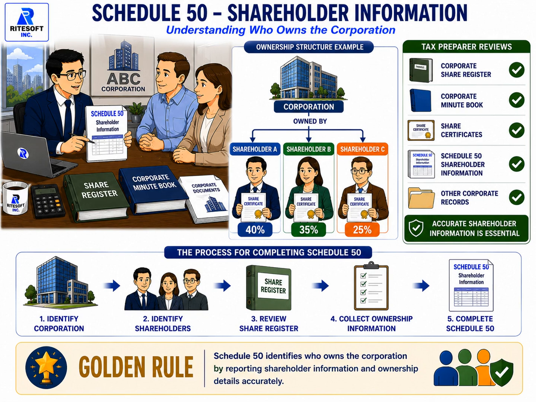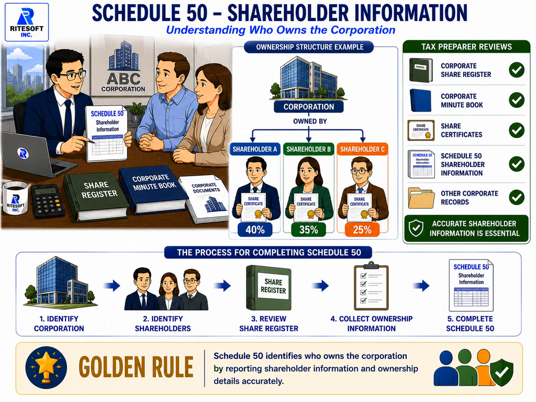Notice that the emphasis is always on verification. Professional tax preparers rely on official corporate records rather than assumptions to ensure that the shareholder information reported on Schedule 50 is accurate. Accurate shareholder information is important because it helps ensure that the corporation's ownership records agree with the information reported on its tax return.